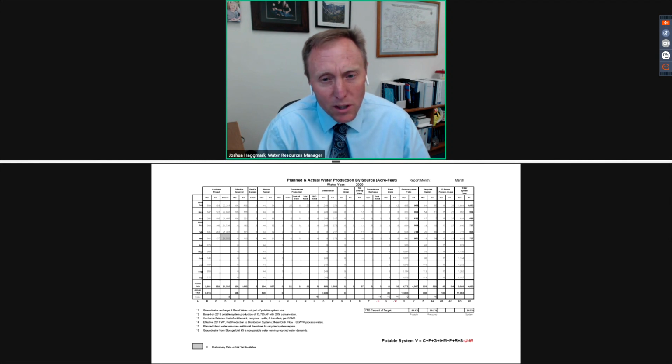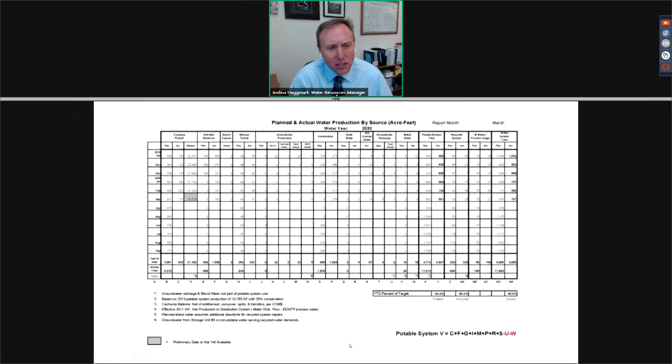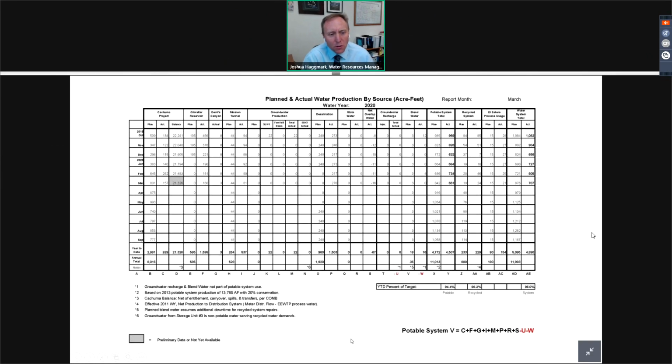So with that, I'll just jump right into the production data. I want to point out just a few things. The March balance for Cachuma. We do have an enormous amount of water in Cachuma that belongs to the city. It's fantastic. And as I mentioned earlier, we're working on a water supply update that we will be bringing to the Water Commission in May for an in-depth discussion about that.